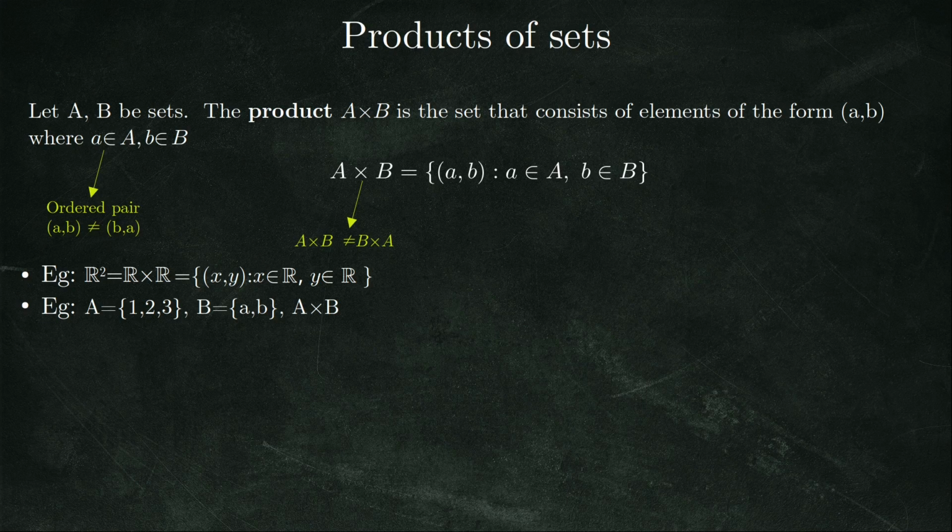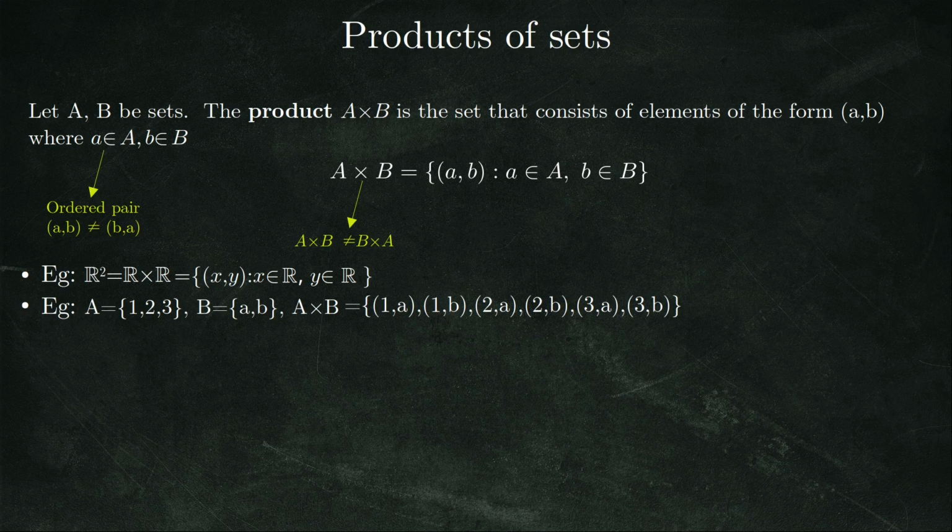Okay, either you've had a go or you just want to see the answer. So the set A cross B consists of all of these elements. And this is why this looks a bit like multiplication. If you look, A has 3 elements, B has 2 elements, so A cross B has 6 elements.